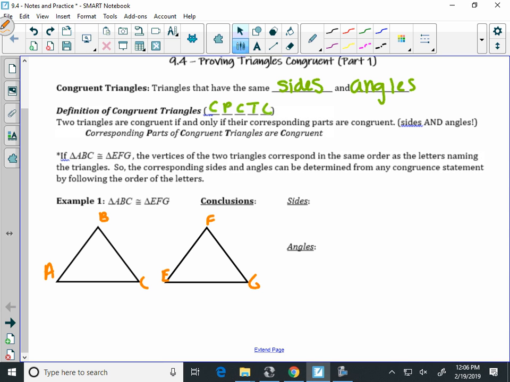So if triangle ABC is congruent to triangle EFG, that means, and we'll do angles first, angle A is congruent to which angle in the other triangle? E. Angle A is congruent to angle E because they're written first. Angle B then is congruent to what angle in the other triangle? F, because they're written second. And then angle C is congruent to which angle in the other triangle? G, because they're both written third.